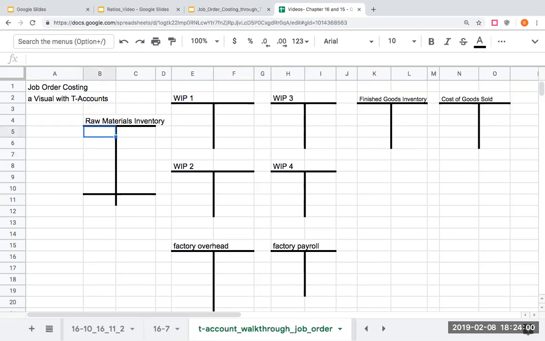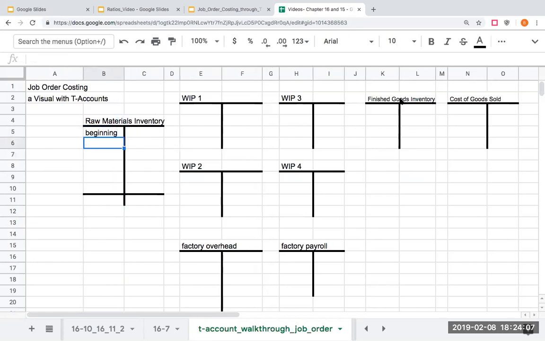When I look at my raw materials inventory, I have my beginning balance, which will always be here as a debit. All of you can see how I like to do accounting with T accounts. I've got assets equal to liabilities plus owner's equity, and then debit, credit, and I can even take this a little bit further: expense, revenue.